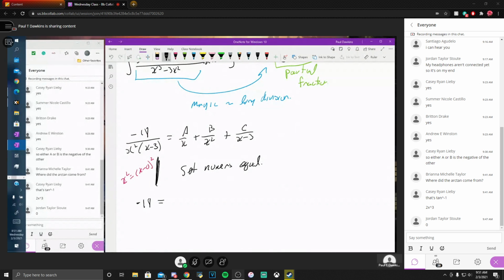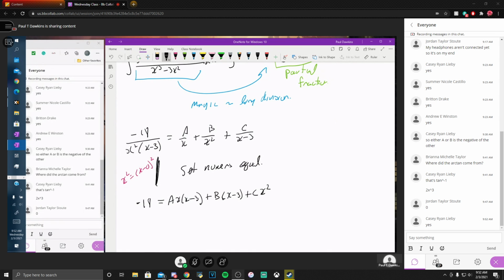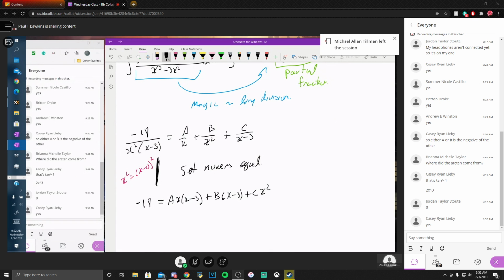So the least common denominator, again, is not that times that times that. It is x squared times x minus 3. So a times what's missing? Well, I'm missing an x and I'm missing the x minus 3. b times what's missing? Well, I'm just missing the x minus 3. c times what's missing? We're missing the x squared. Everybody follow and agree to this point? Good.